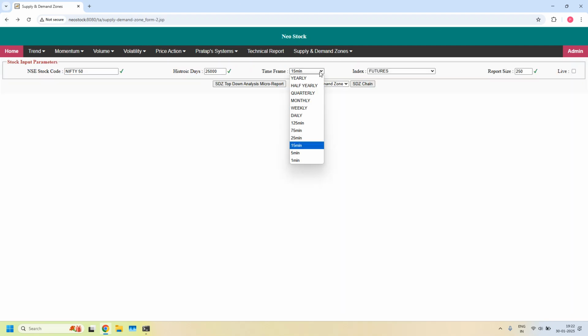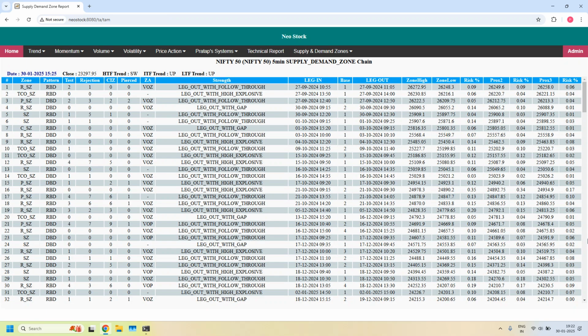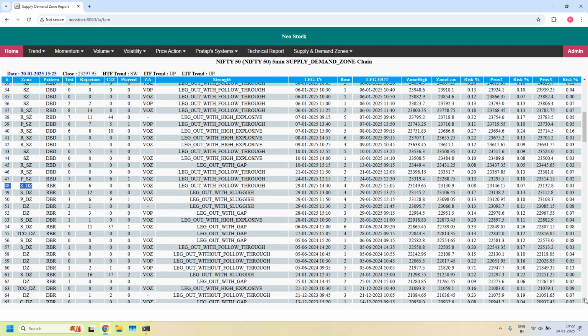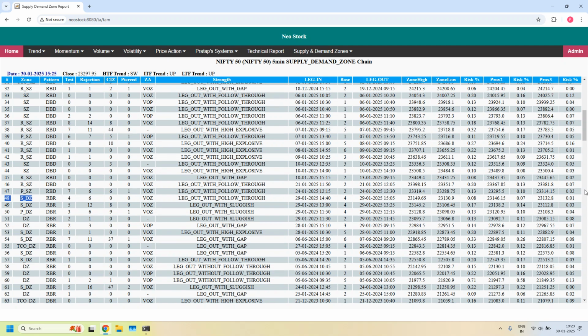Okay, next, 5-minute supply demand zone chain for Nifty. All these are supply zones. To get the nearest demand zone, I need to scroll the list down. Number 48 is the nearest demand zone to the current price. 47 is the nearest supply zone. I will put it in the center. Okay. This is about Nifty supply demand zone chain.